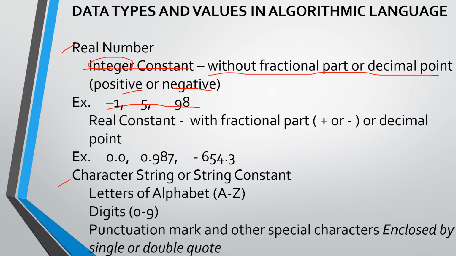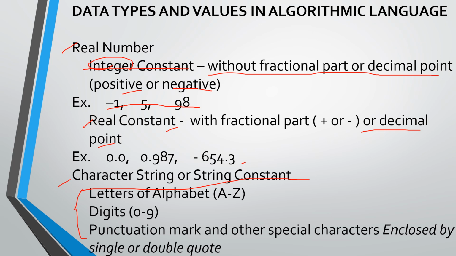And then for real constant, those are with a decimal point. It could be negative or positive. As examples, we have 0.0, 0.987, and negative 654.3. So these are examples of real constants. They have a decimal point or fractional part. While the character string or string constant is a combination of letters of the alphabet from A to Z, capital or small letters, also the digits from 0 to 9, and the punctuation marks.